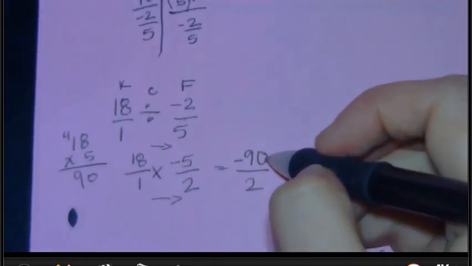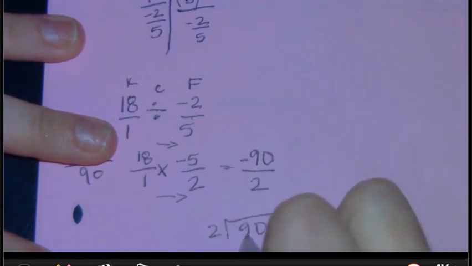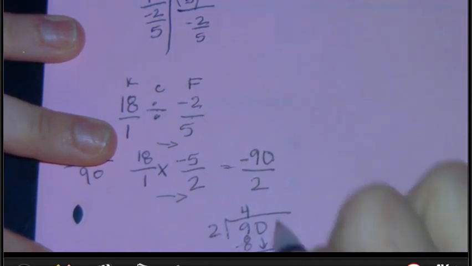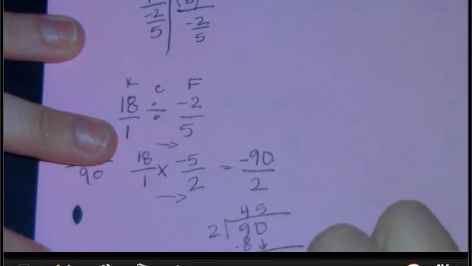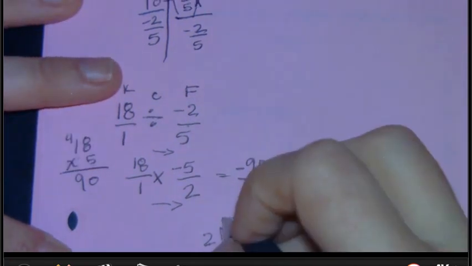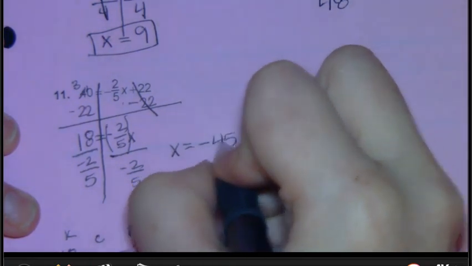And now I need to simplify. How many times can 2 go into 90? 2 can go into 9 4 times with 1 left over. Bring down the 10. 2 can go into 10 5 times with none left over. A negative divided by a positive is a negative. So x is equal to negative 45.